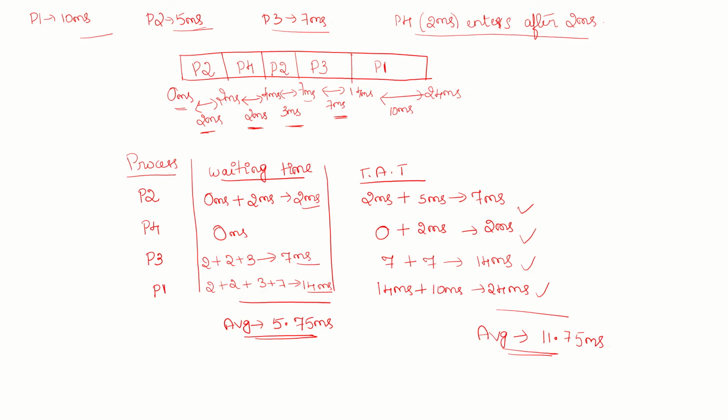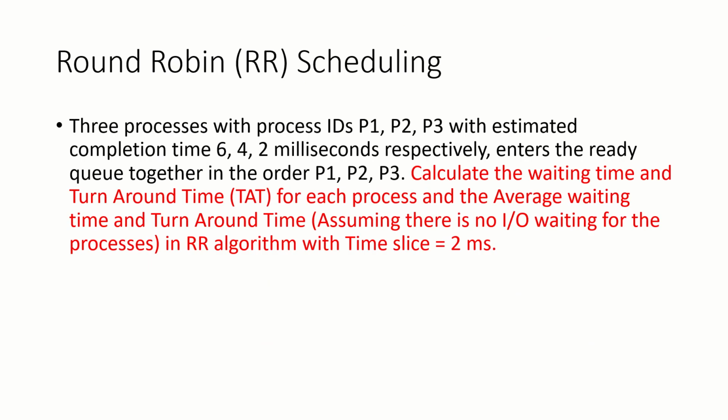Okay, now let us go for the last but one scheduling algorithm, that is round robin scheduling. Now, let's go for the problem statement. First part: three processes with process IDs P1, P2, P3 with estimated completion time 6, 4, 2 milliseconds respectively enter the ready queue together in the order P1, P2 and P3.